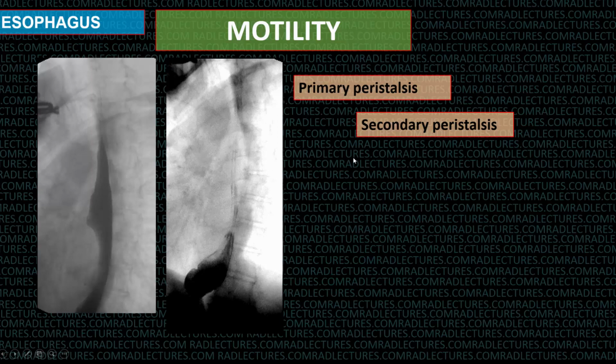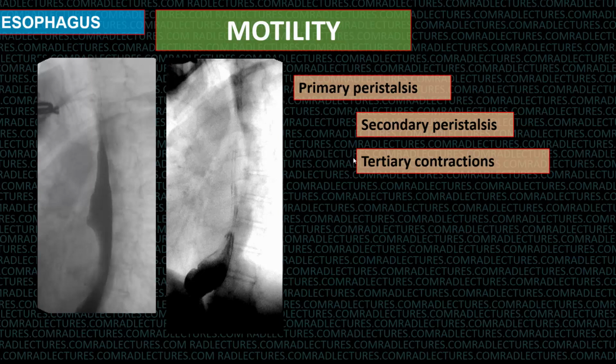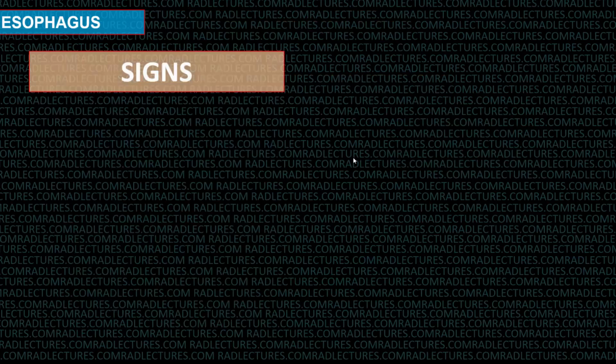So these are normal. The third is the tertiary contractions, which are not normal. They are non-propulsive contractions, meaning they do not cause the bolus to move. All it is, is the esophagus going into tremors, and you start seeing tiny tertiary contractions, some of which we'll show you later on.